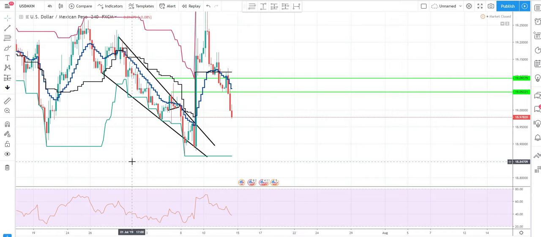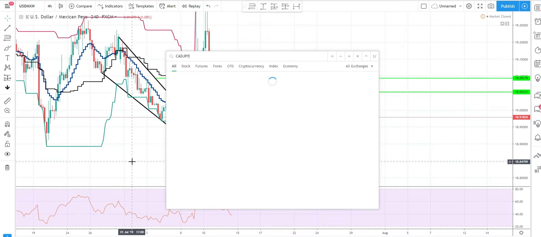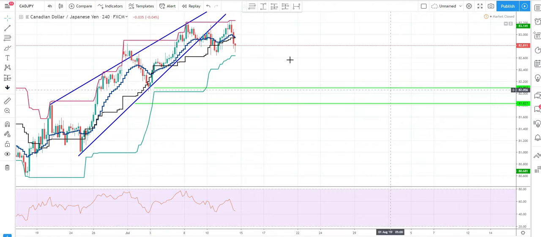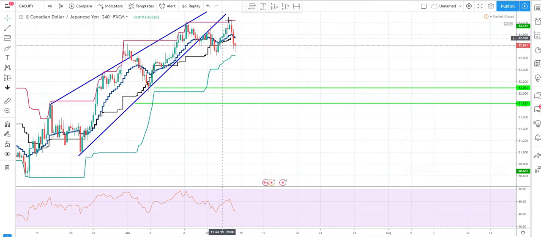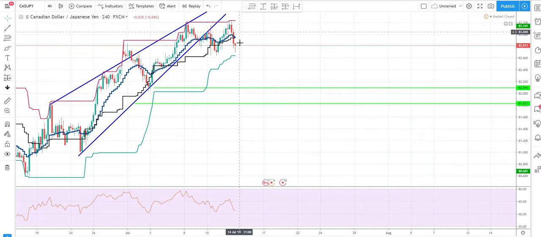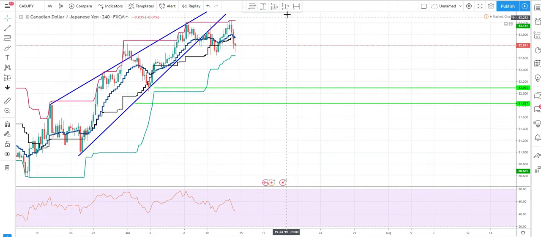Let's move on to CADJPY here, and I'll show you what's going on with CADJPY. There's the trade that we released over here. Price action went down, went back up, created a double top, gave us a better entry, and we are now double digits into profit, pushing down towards the TP. We're not too far away.